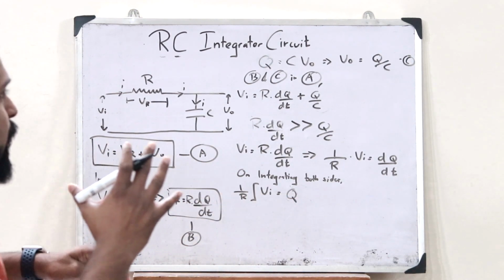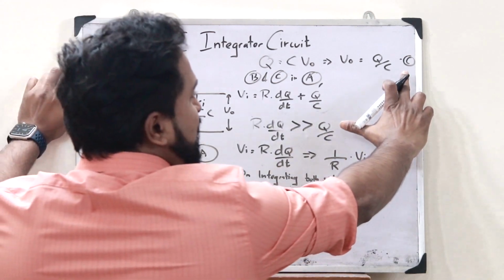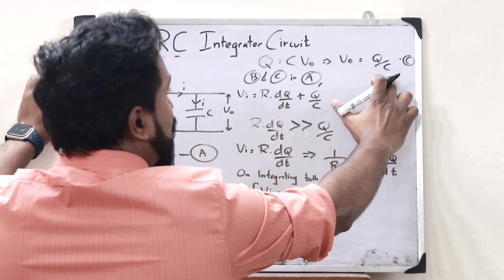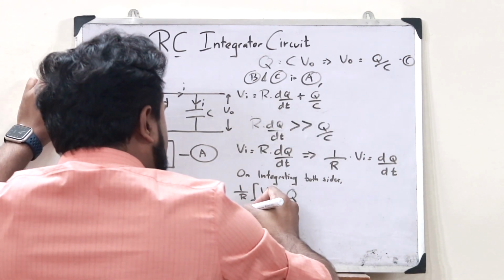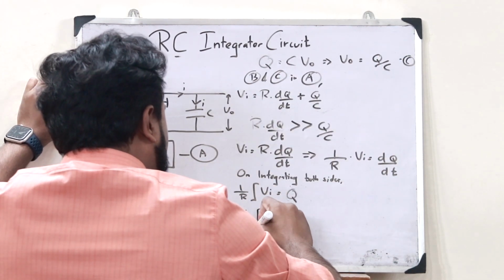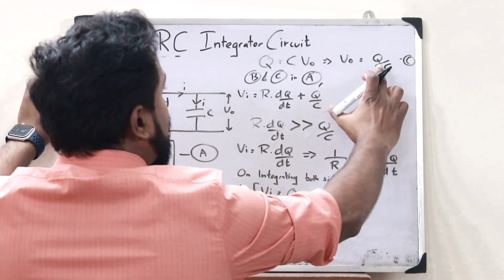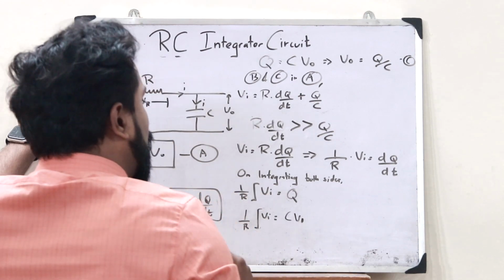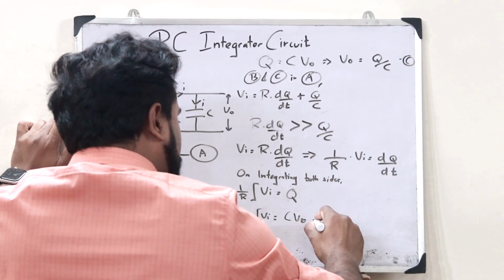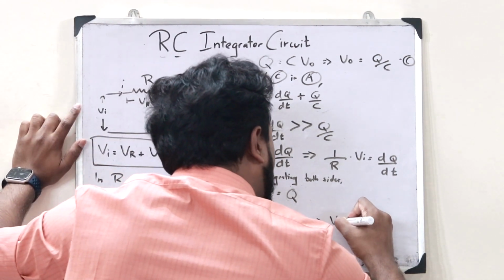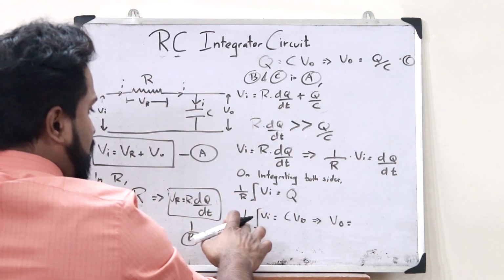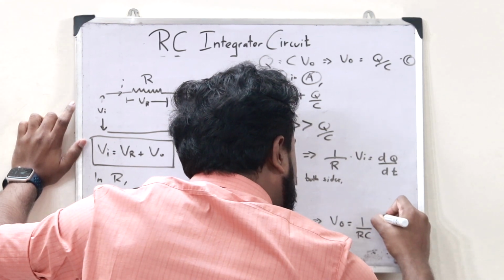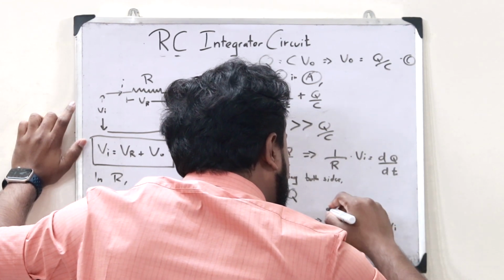But from equation C we know that the value of q is equal to C times V0. Substituting that over here, we get 1 by R times the integral of Vi is equal to CV0. On rearranging this, taking the C over here, we get V0 is equal to 1 by RC times the integral of Vi.